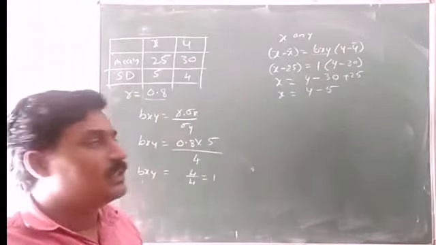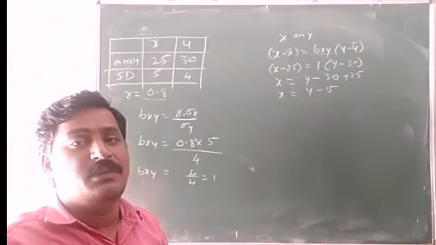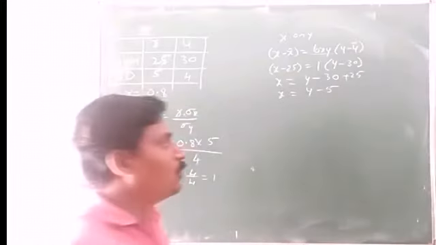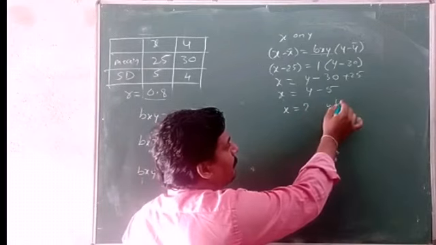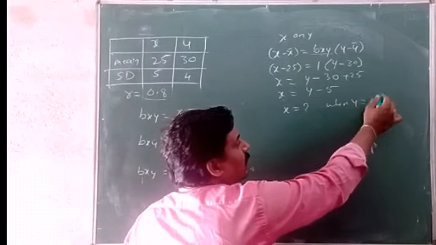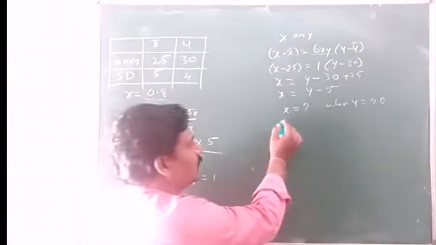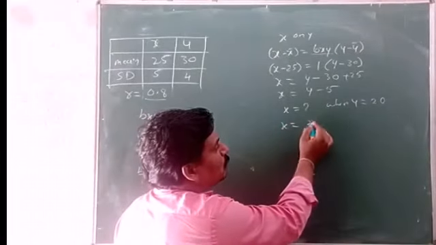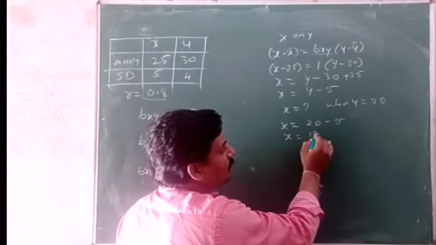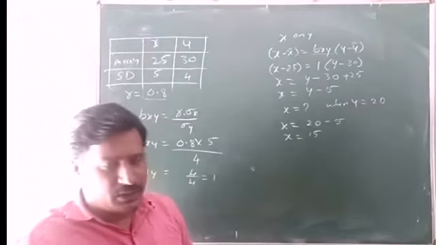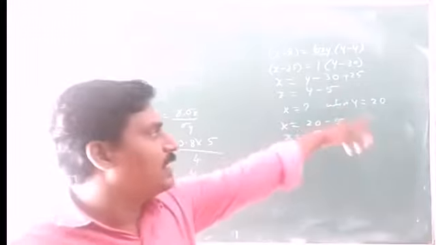Now, this is the equation of x on y, with the help of which we can estimate the value of x. So what value have they given? x when y is equal to 20. So fill that 20 in this equation. X is equal to 20 minus 5. So x is equal to 15. So for this problem, the value of x when y is 20 is 15.